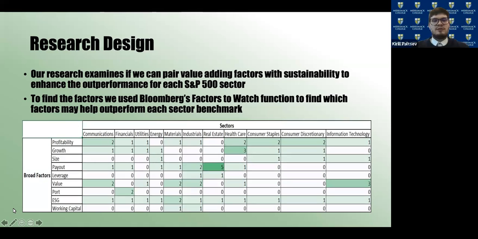Hello, everyone. My name is Kirill Poltsev, and I will talk about the research and design. We have 11 broad factors that we screen in Bloomberg's factor to watch, and we decided to choose the best of the performance on 11 sectors, and then we implement them in the sub-factors to get the best performance result. And right now, I would like to introduce Jared Carvalho.